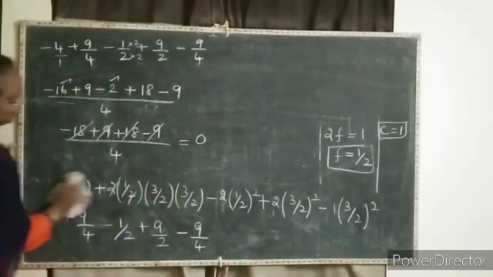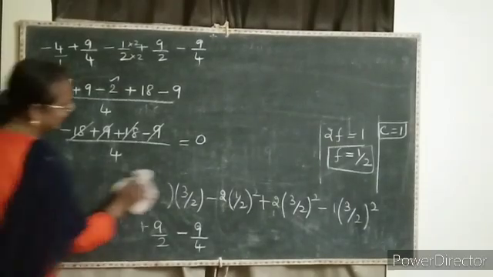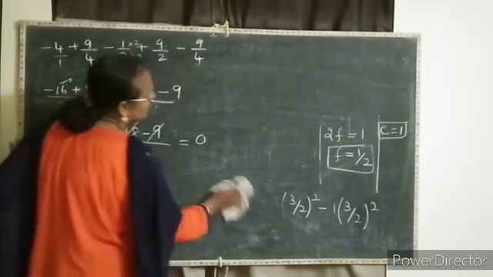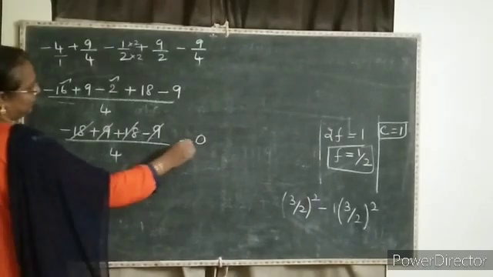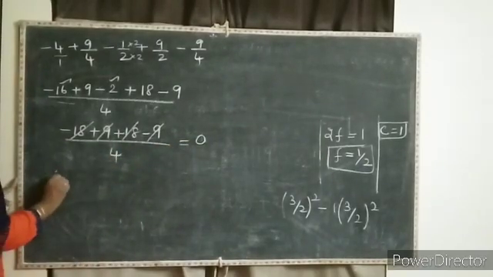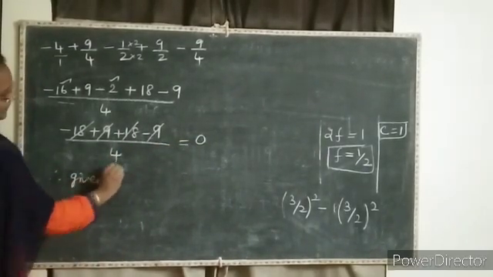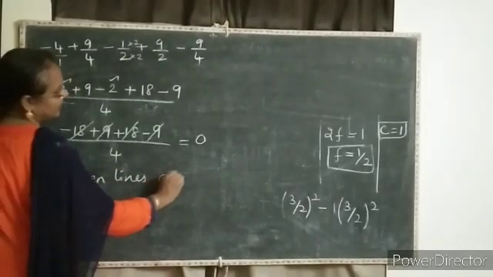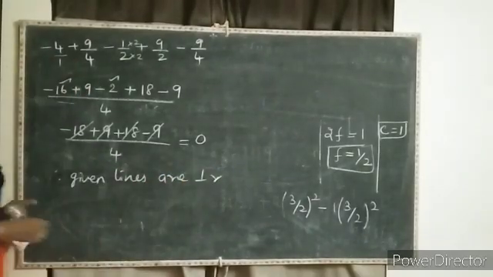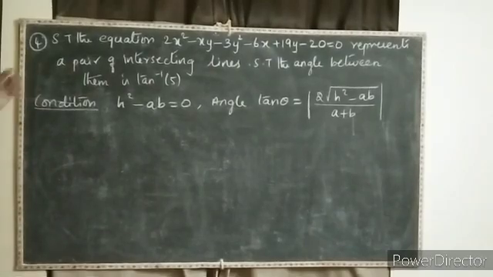So we got the condition: abc plus 2fgh minus af squared minus bg squared minus ch squared, this value is equal to 0. I can say that, therefore, the given lines are perpendicular. Given lines are, what are they? They are perpendicular. We'll discuss the fourth sum.